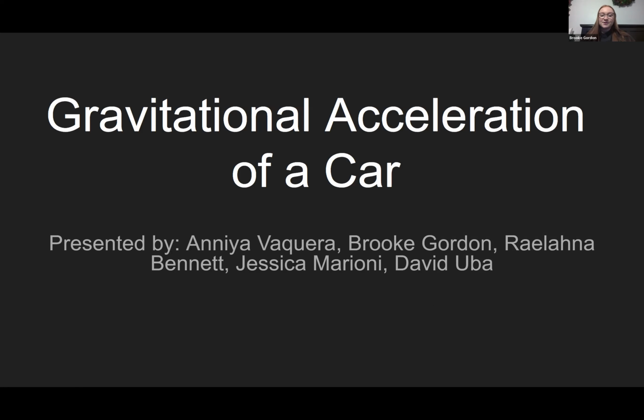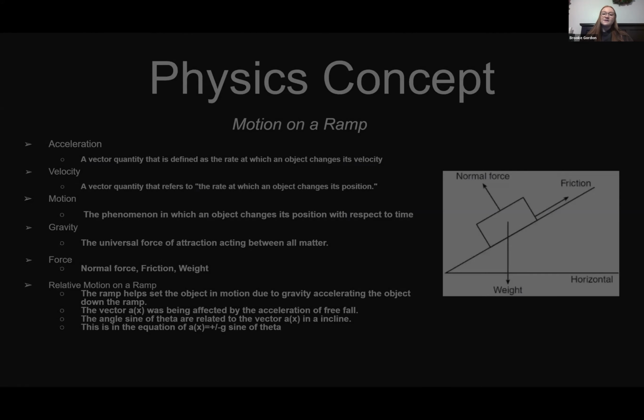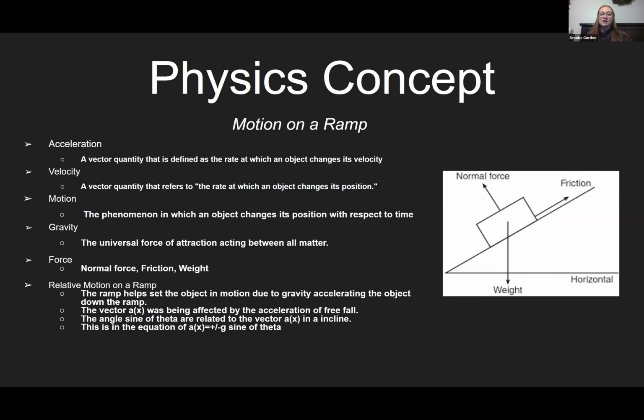Hello, our experiment is gravitational acceleration of a car. The physics concepts for motion on a ramp are acceleration, a vector quantity that is defined as the rate at which an object changes its velocity; velocity, a vector quantity that refers to the rate at which an object changes its position; motion, the phenomenon in which an object changes its position with respect to time; gravity, the universal force of attraction acting between all matter; and force, normal force, friction, and weight.